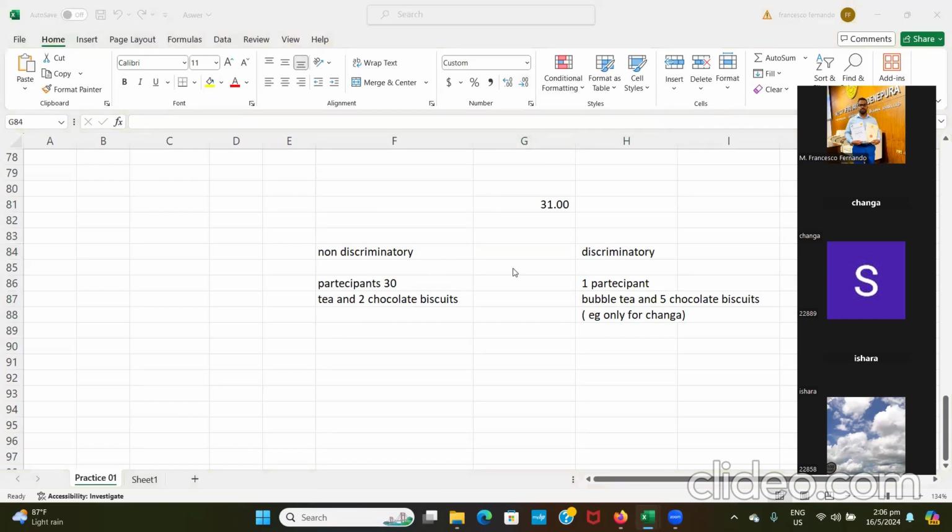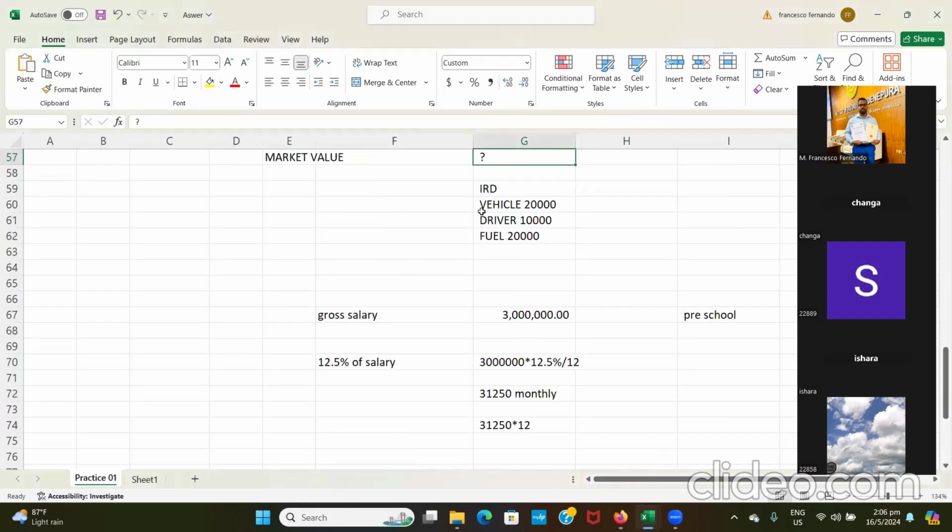So that is a discriminatory thing, because you're only giving it to one participant. Yeah, that is absolutely ultra pro max discriminatory, right?